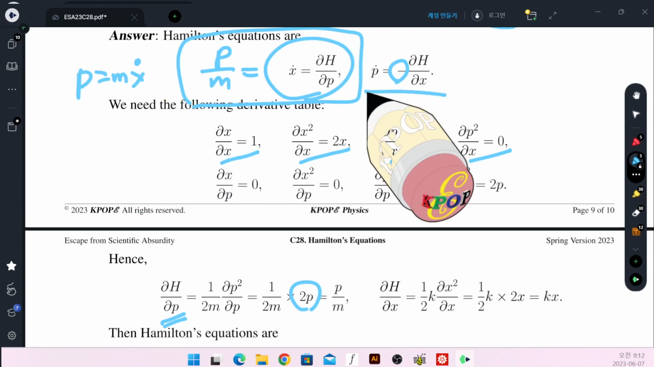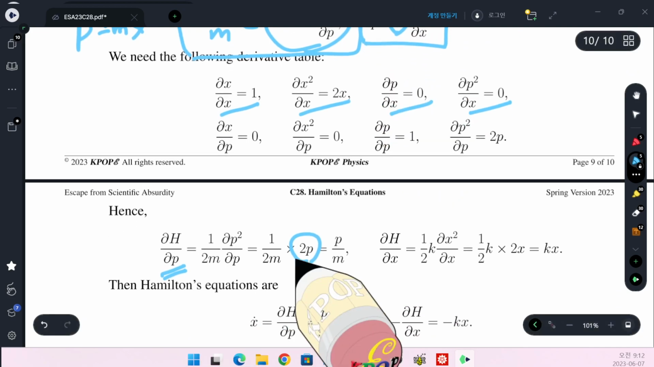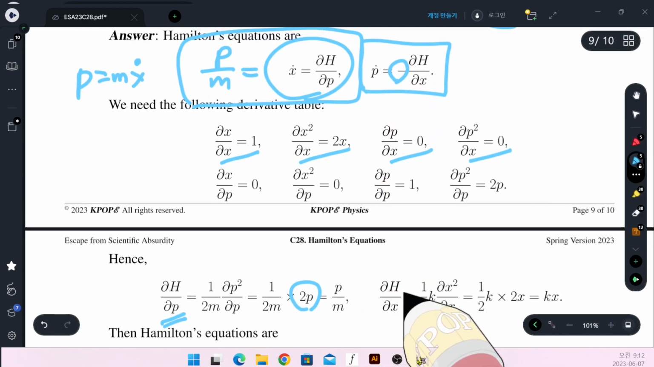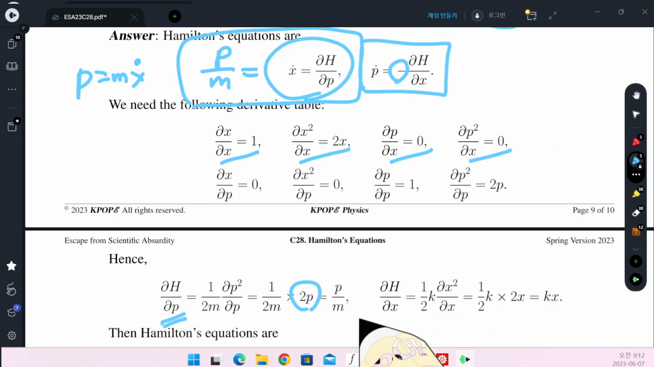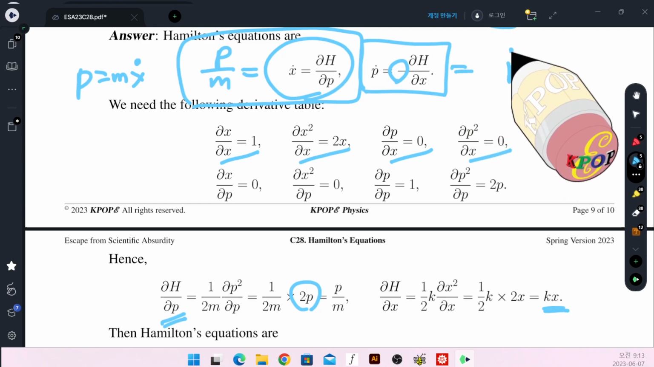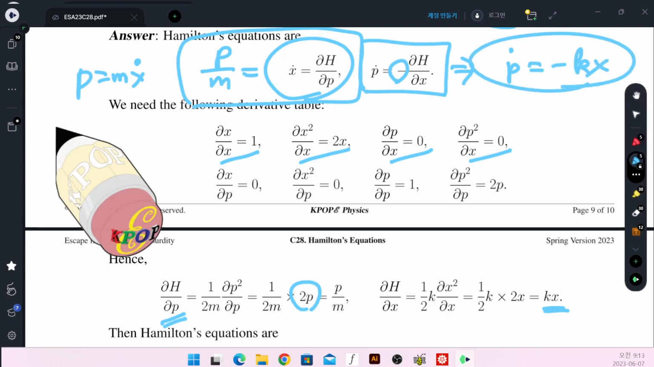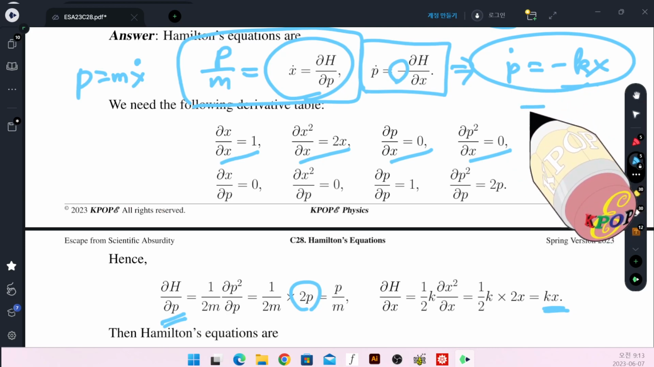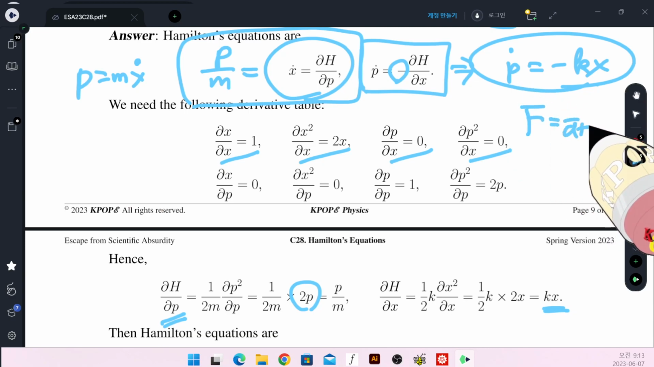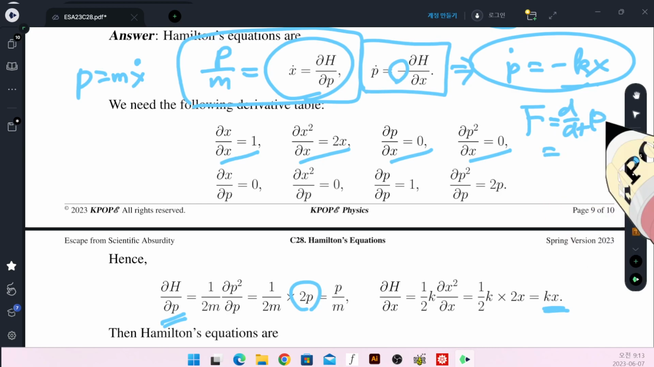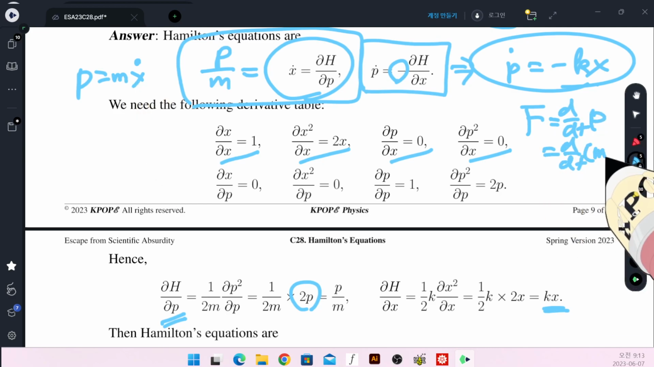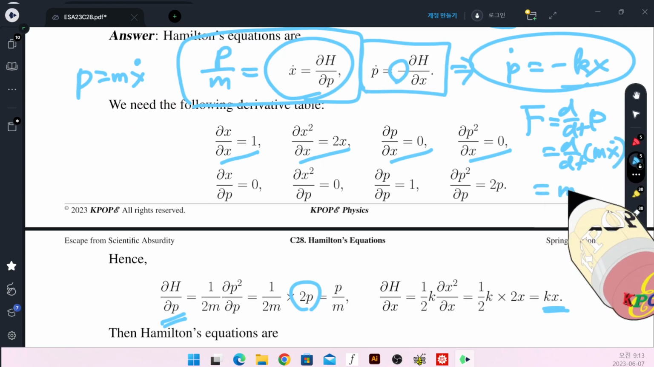Okay, and what's next? The Hamiltonian's x derivative involves the potential energy only, so 1/2 kx squared gives us kx. So substituting, p dot equals minus kx. Aha, this is Newton's laws of motion. p dot is what? Force. Why? This is the time derivative of linear momentum, and the linear momentum is mass times velocity, and that is ma.